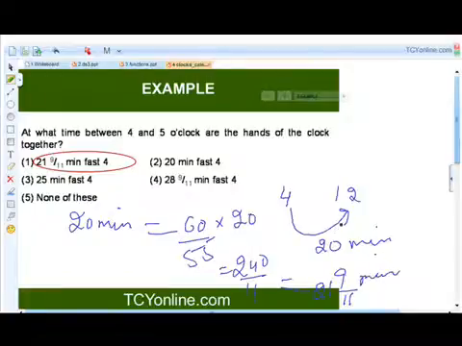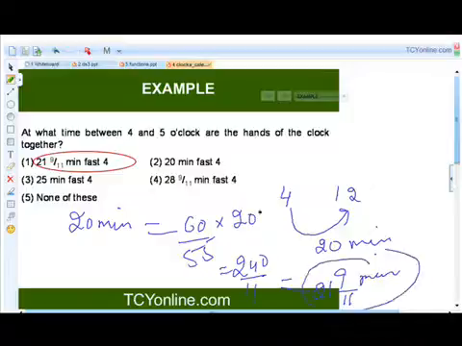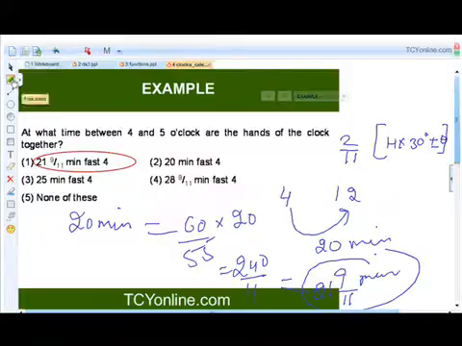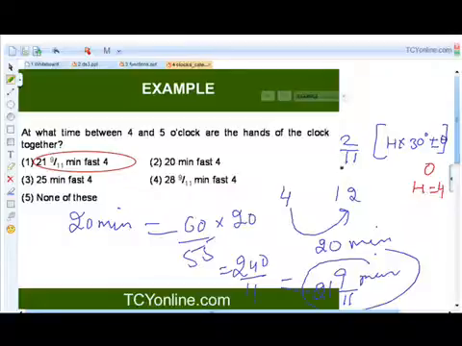Therefore, the hands will be together at 21 9/11 minutes past 4. There is another way to do this question. We will simply use the formula 2/11 times (h times 30 plus or minus theta). Now we know that theta here is simply equal to 0 because the hands of the clock are together, and h is equal to 4. By plugging in, we simply get our answer as 21 9/11 minutes.